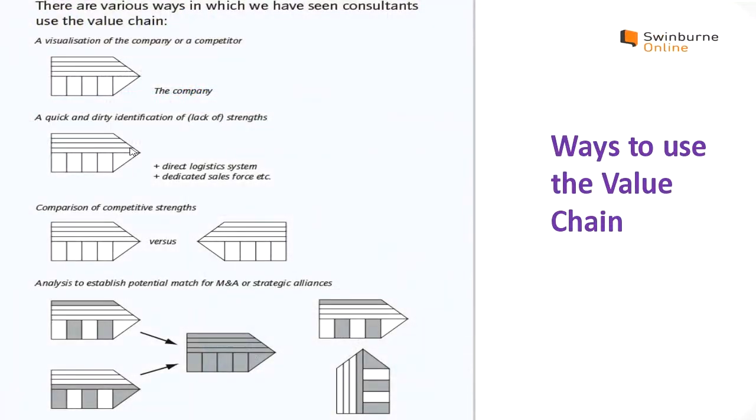Okay, so how can we use the value chain? Here's some examples. Looking at the primary and secondary, you can visualize the company or a competitor. You can do a quick and dirty identification of lack of strengths with it. You can compare competitive strengths with a competitor, or you can use the analysis to look at a match for mergers and acquisitions. For example, here this shows in gray the bits that you have a competitive advantage in. You find a competitor who has a competitive advantage in the bits you're missing, merge it, and you should have the perfect firm.